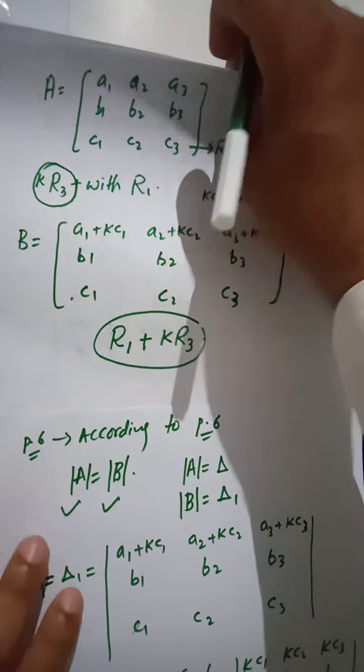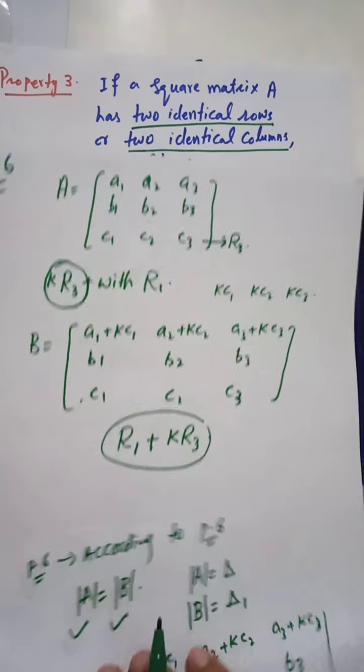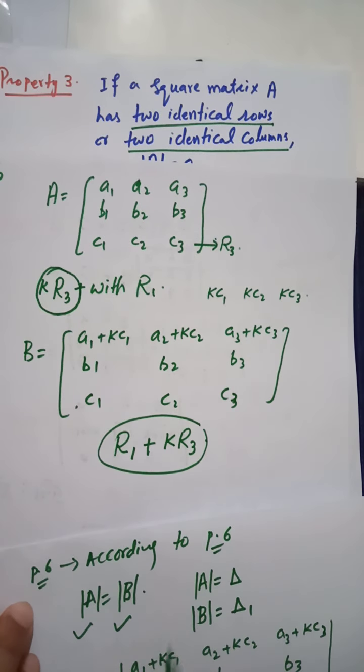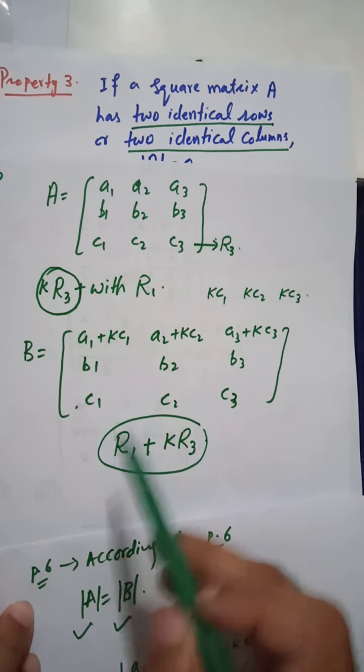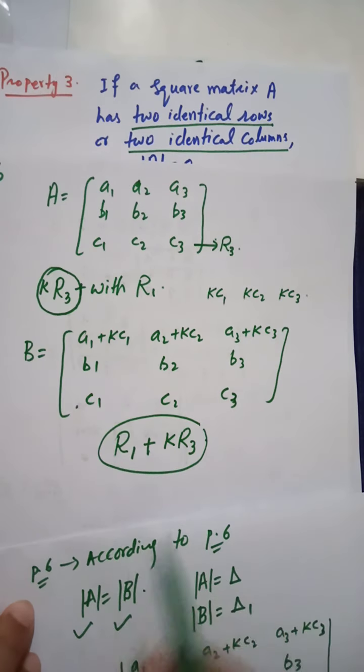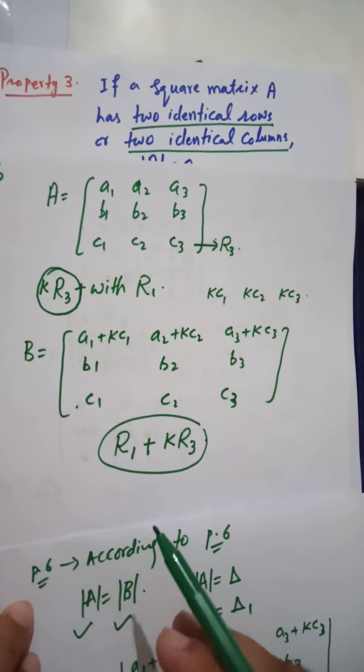So you see that when you do the row operations, meaning when you add any two rows, or if you multiply a row with a scalar constant and add that row to some other row, or if you multiply a column by some scalar number and add that column to some other column, there will be no effect on the determinant of the obtained matrix. The determinants must be the same. You see the determinants of both are equal. So this is property number 6.